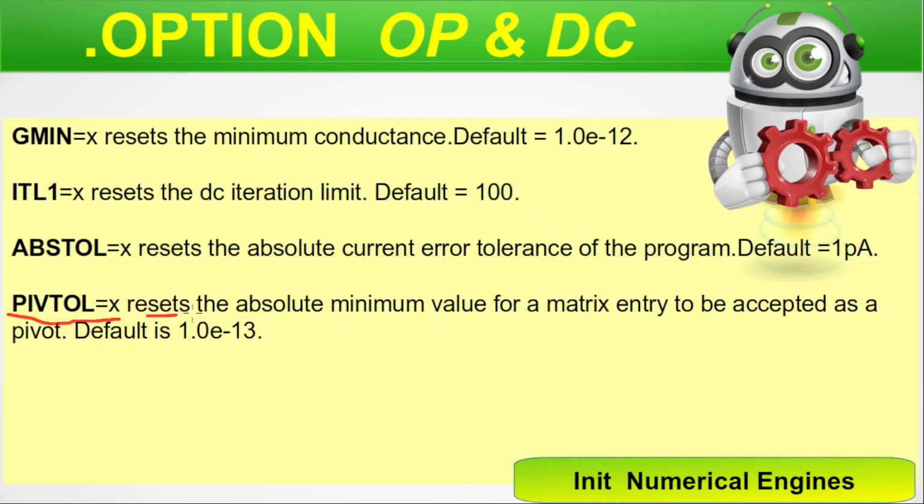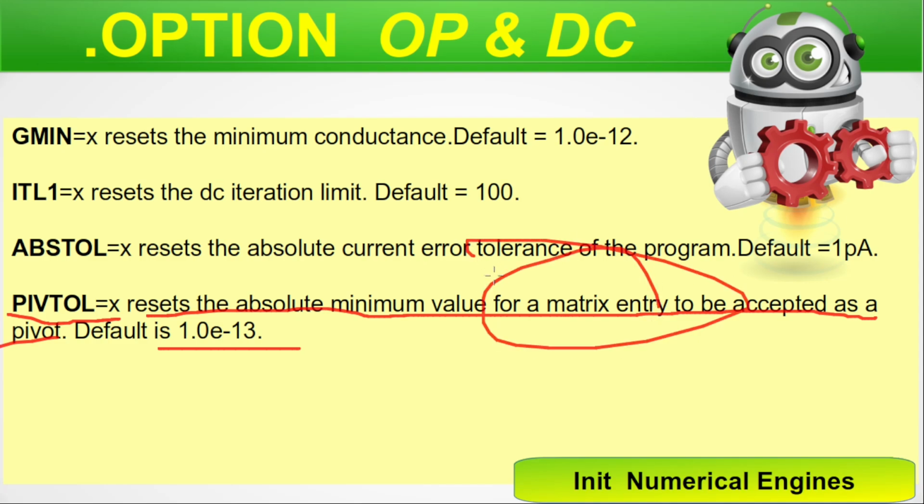PIVTOL equal to X resets the absolute minimum value for a matrix entry to be accepted as a pivot. Default is this value. So this is a matrix solution. I have told you that for all the nodes we have a matrix and we do the solution to it, right? And this option impacts that particular calculation.